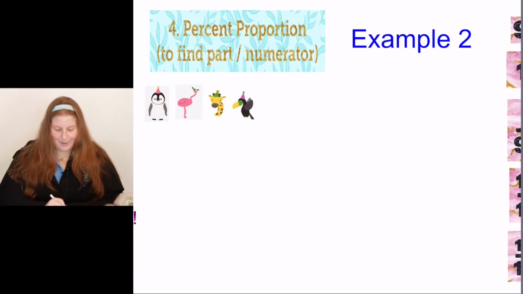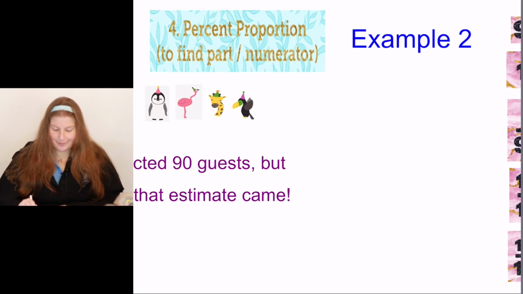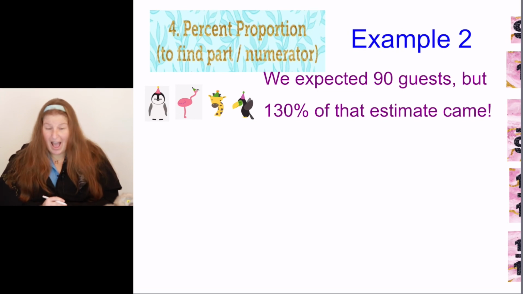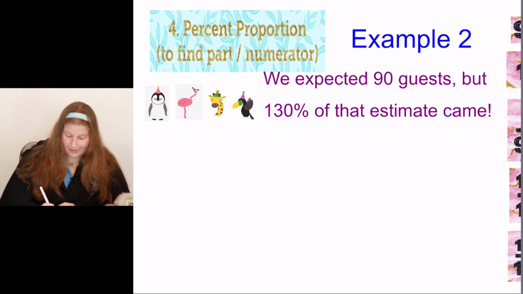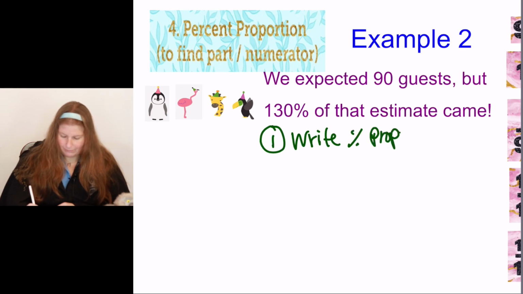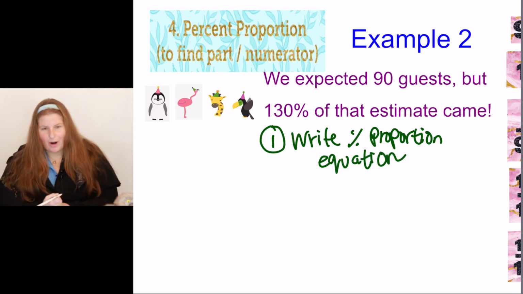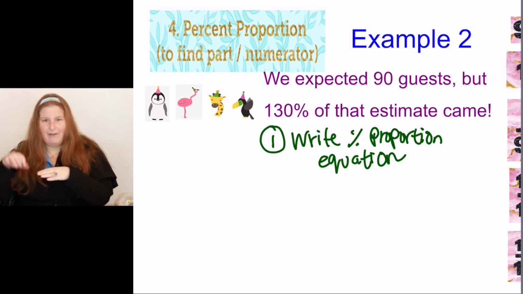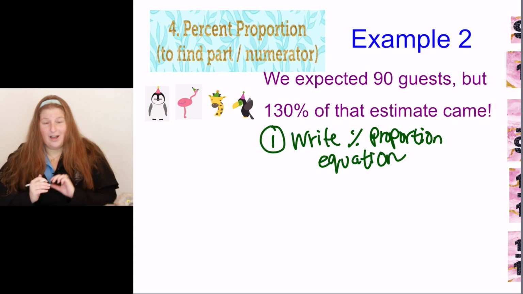Let's look at our second example. Suppose I ask you to solve: we expected 90 guests, but 130% of that estimate came. How many guests actually showed up? In a moment, I'm going to ask you to pause this video and follow 3 simple steps. The first step is to write that percent proportion equation. And remember that this time, your missing part that you're using the variable a for is the part over the whole. You actually do have the part out of 100, or the percent. I've given you that. It's 130%.